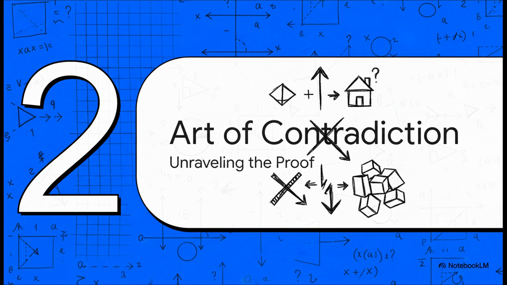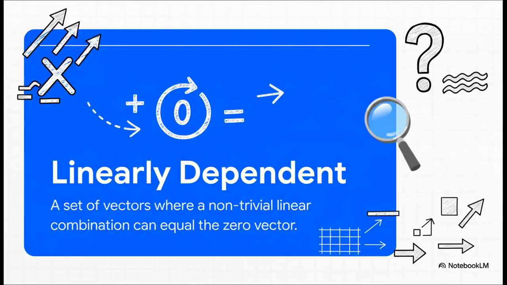Well, we're going to use a really elegant and powerful technique, proof by contradiction. It's kind of fun. Instead of trying to prove our statement is true directly, we're going to assume it's false, and then follow that logic until it completely breaks down and leads us to something impossible. But before we dive in, let's do a super quick refresher. What does linearly dependent actually mean?